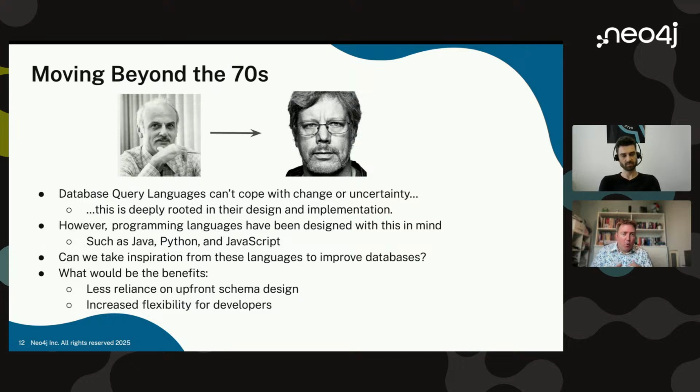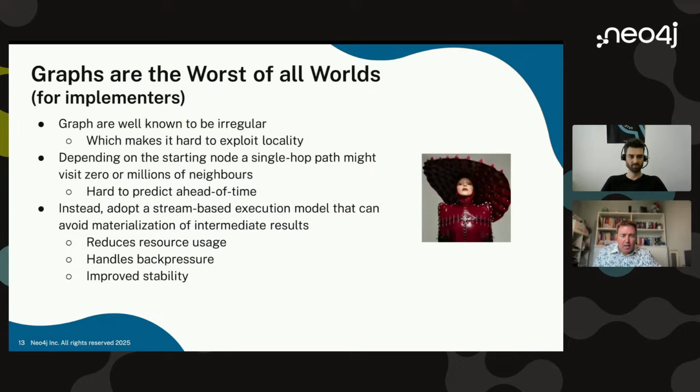So the way we do this is to try and borrow some techniques from Python, Java, JavaScript, where you've got languages that have been doing this for decades. So that's a nice approach, and that's our first big idea.